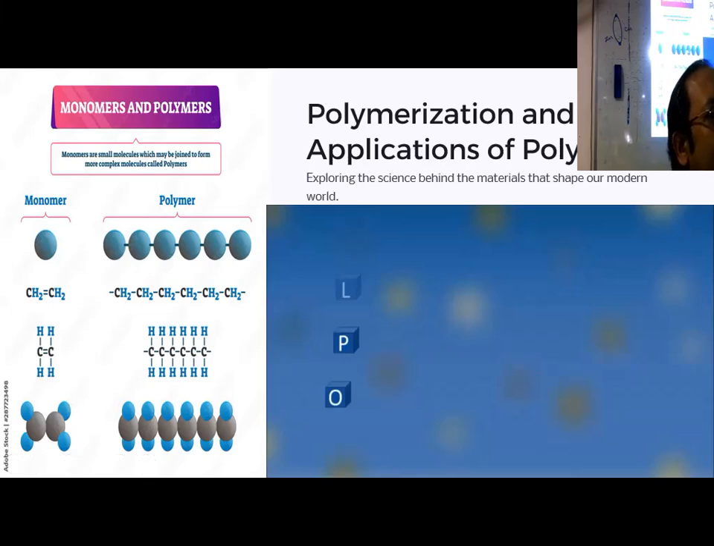How are the polymers made? Mainly by two types of mechanism, addition and condensation. By addition mechanism, we mainly get plastic type of polymer, thermoplastics. And by condensation, we get condensation polymers like nylon. And by cross-linking, polymers are also obtained.